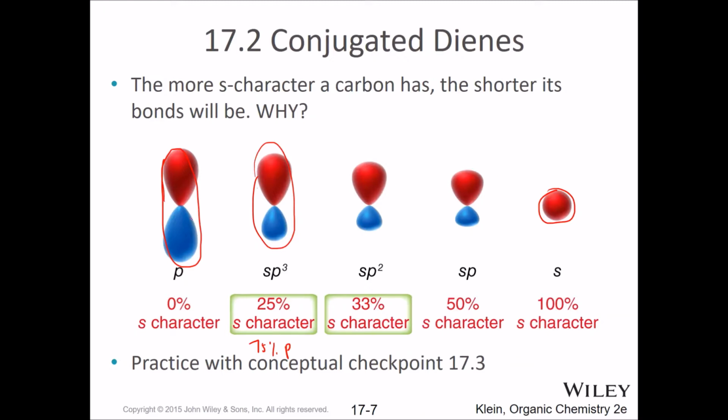Can you see it's also getting more spherical? You have one node, two lobes. You still have your two lobes, but they're both becoming more spherical, one becoming bigger and the other becoming smaller. All right, so practice that with conceptual checkpoint 17.3.